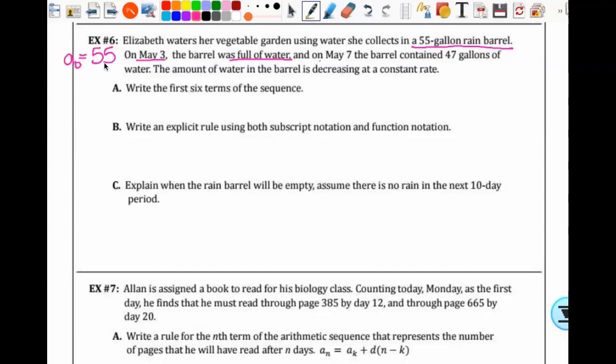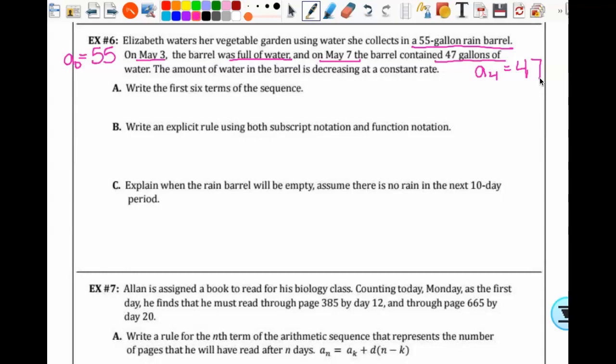On May 7th, the barrel contained 47 gallons of water. I highly suggest on things like this, you count on your fingers. a sub 0 is May 3rd, so then this is May 4th, 5th, 6th, 7th. That's 4 that I counted on my fingers. That means a sub 4 is equal to 47. So don't be above counting on your fingers, because these things can get mixed up sometimes, especially when you're starting with 0.